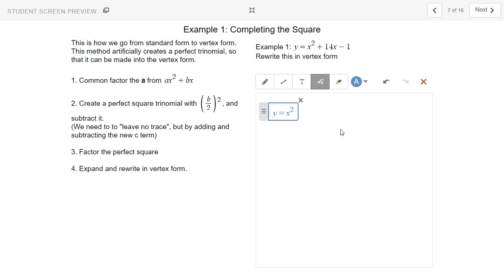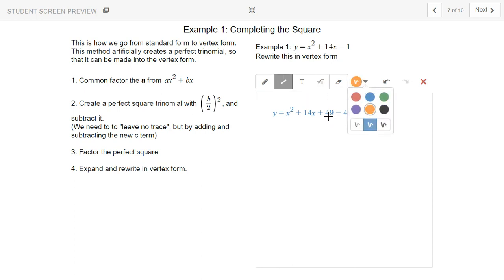x squared plus 14x plus, and our c term, 14 divided by 2, that is 7. 7 squared is 49. Now we're going to leave no trace, so we're going to take away the 49 as well, because the 49 was introduced and it wasn't part of the original equation. The original equation, though, had a -1, so I'm rewriting the -1.